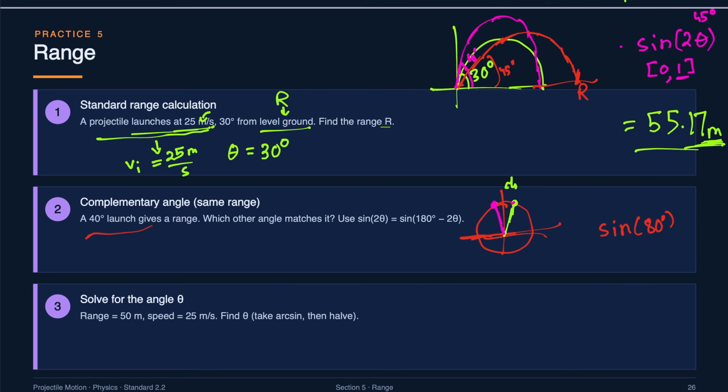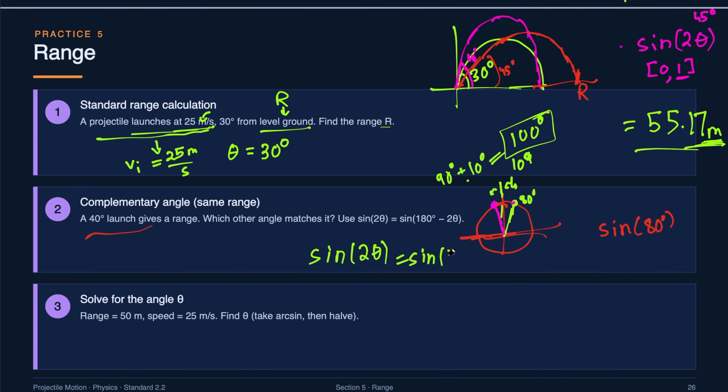So what is the difference here? This is 80 degrees. To the y-axis, it's 10 degrees, because the y-axis is 90 degrees, right? And then from 90 degrees, you have to go another 10 degrees, because these two angles will be equally distant from the y-axis. Equidistant. So 90 degrees plus 10 degrees is going to give you 100 degrees. But that's sine of 2 theta equal to sine of 100, right? So 100 divided by 2 will give you 50 degrees, which is your answer.